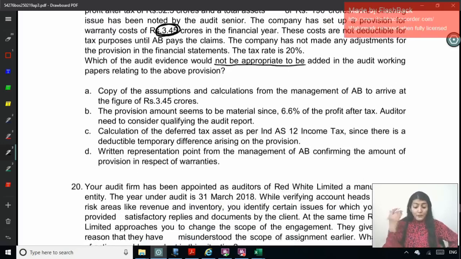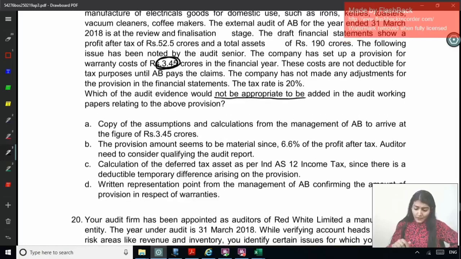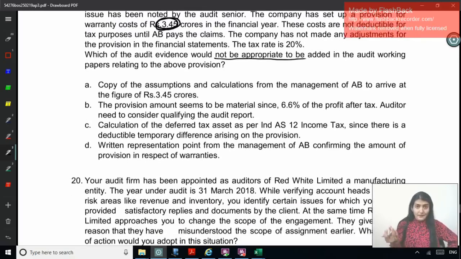The provision amount seems to be material, since it is 6.6% of the profit after tax. The auditor needs to consider qualifying the audit report. So should the auditor qualify? The company has made a provision of 3.55 crore. These costs are not deductible for tax purposes. Right? So it's a timing difference.